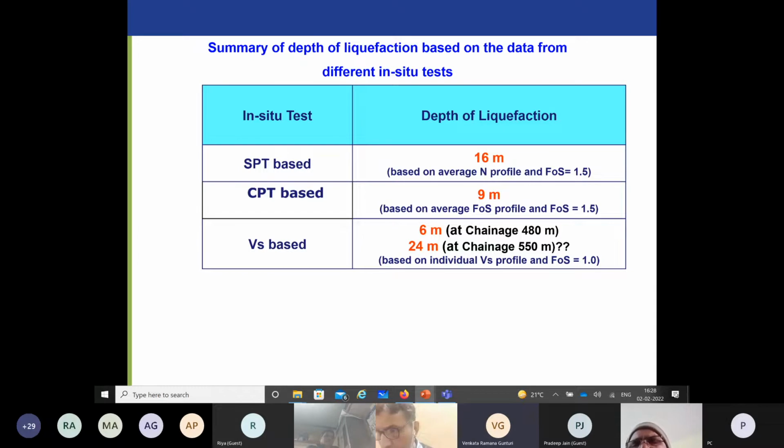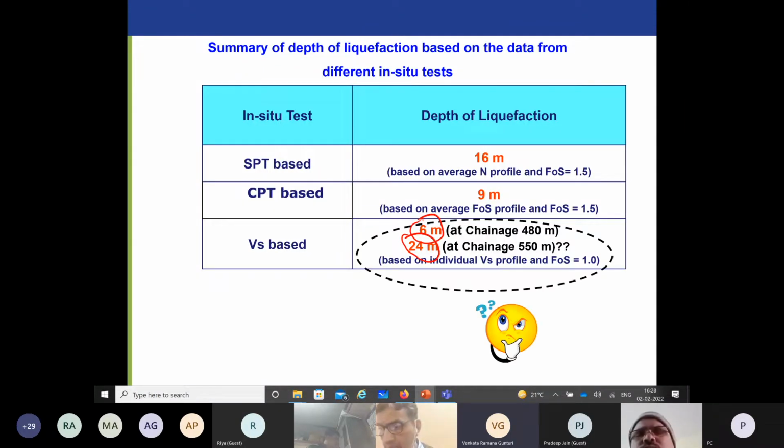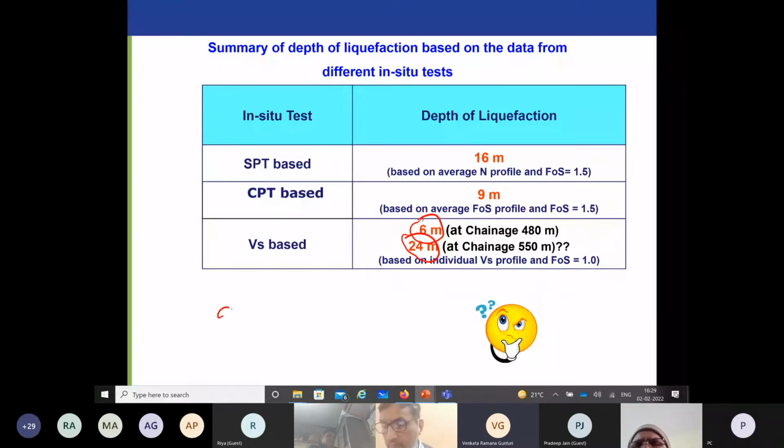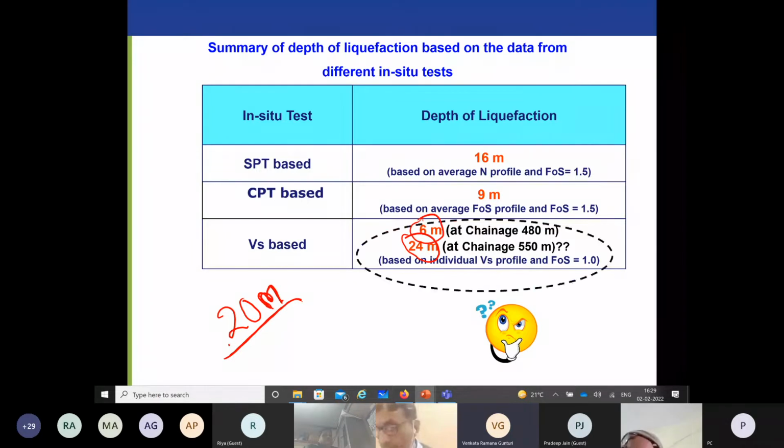And when we conducted the analysis based upon the shear wave velocity, we got 6 meters at one location and 24 meters at another location. We really didn't want to get into that because the shear wave velocity itself at the other location became questionable, as explained previously. So finally, it was decided that the depth of liquefaction at the site is 20 meters. In fact, it could have been 16 meters also, but they said it is a dam and a lifeline, and we should not get into trouble.